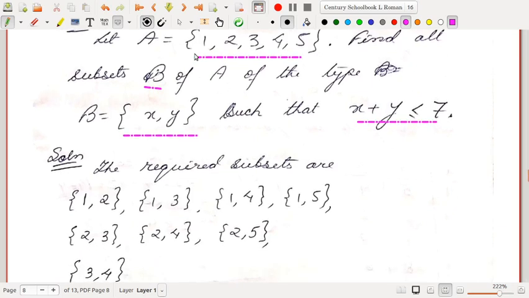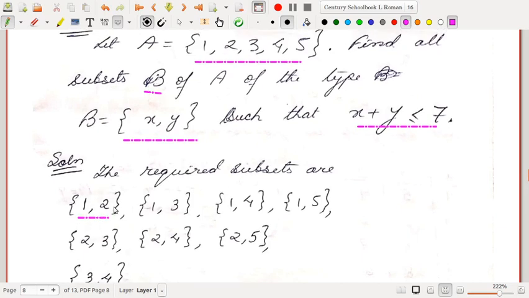So in this type of problem you start very sequentially. So suppose I take the first element x as 1. So keeping first element as 1, what are the elements that we can form? Okay, we will complete those first. Keeping first element as 1, we can take second element as 2. 1 plus 2 is 3, 3 is less than 7. We can take second element as 3. So 1 plus 3 is 4, 4 is less than 7. 1 plus 4 is 5, 5 is less than 7. 1 plus 5 is 6. So we can take. Okay.